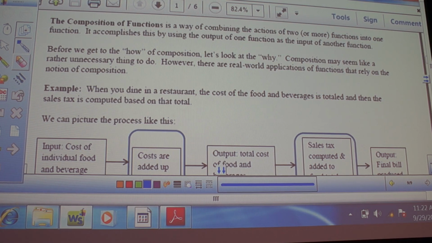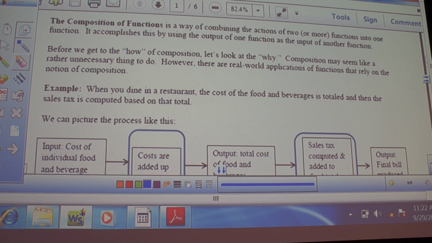Starting with the composition of functions. The composition of functions is a way of combining the actions of 2 or more functions into one function. It accomplishes this by using the output of one function as the input of another function.